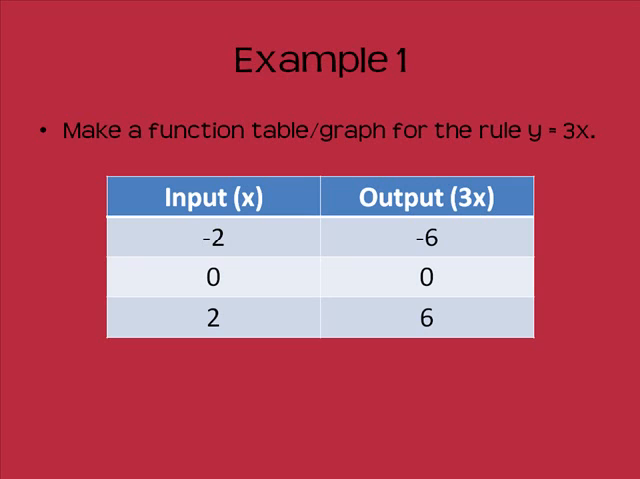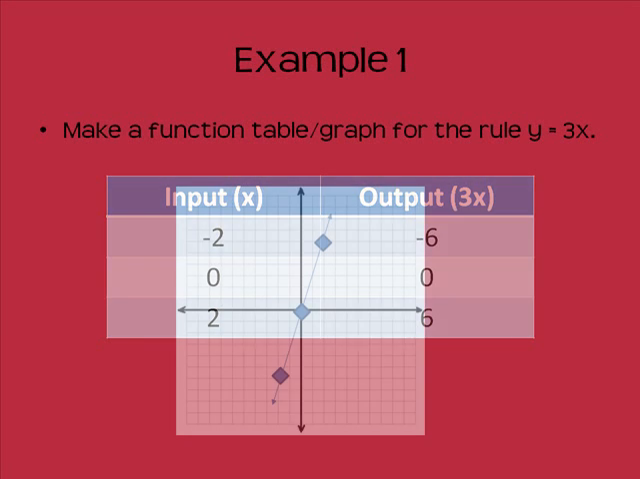We'll start with putting an input and an output, and I would grab three numbers, usually a negative, 0, and a positive. So I've chosen -2, 0, and 2, and then use the rule to figure out your output. On the right, you can see I've come up with -6, 0, and 6.